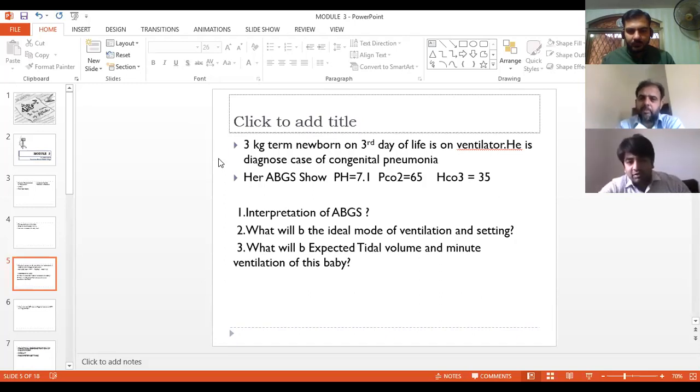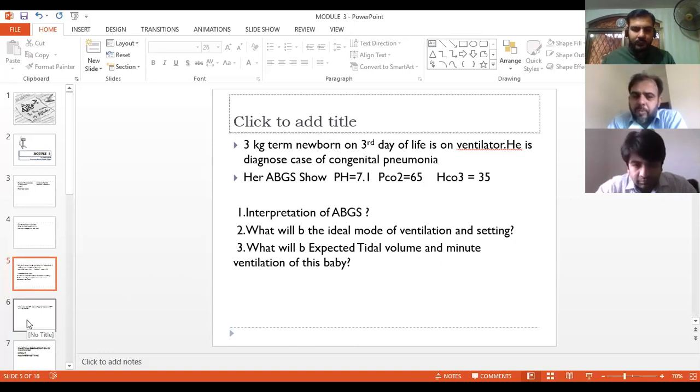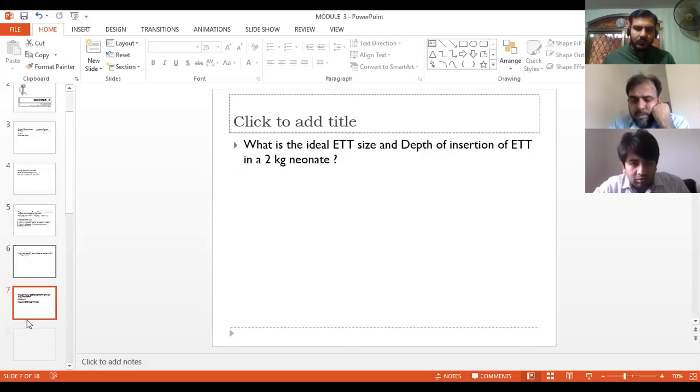Then the third question, what will be the expected tidal volume and minute ventilation of this baby? Minute ventilation, as it is a newborn, should be at least 250 to 500 milliliter per minute, or 200 to 300 ml per kg per minute. And tidal volume is 6 to 10 ml per kg.